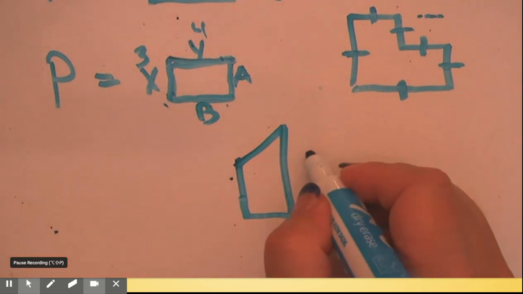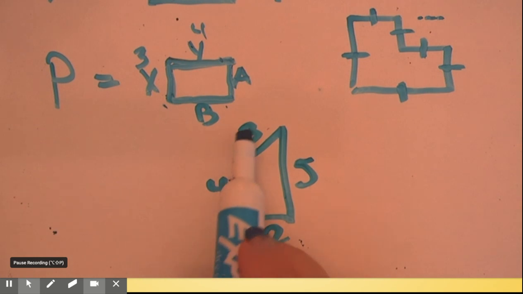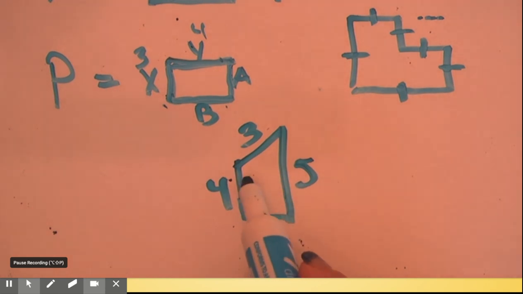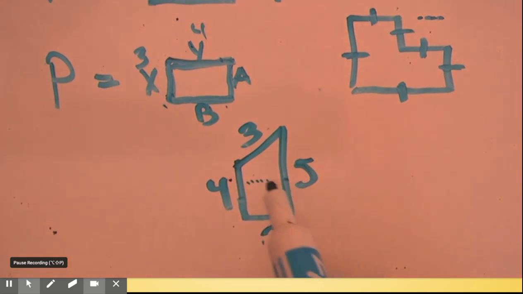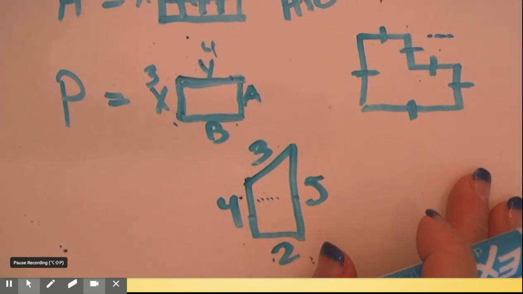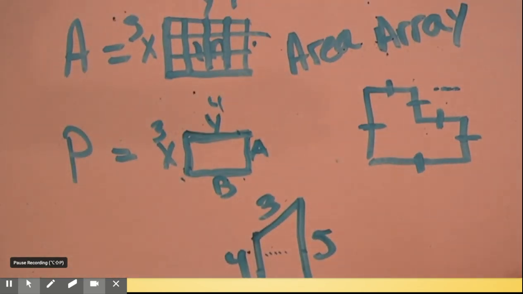Maybe it's something like that. And you might have 5, 2, 3, and 4. This perimeter would be 2 plus 3 plus 4 plus 5. The area, on the other hand, would be very advanced math, and you would have an equation to solve something like this. And this is high school level. So perimeter is the outside, area is the inside. And then volume, which you're going to be doing in beginning 5th grade, is a 3D object, how much it fills up.